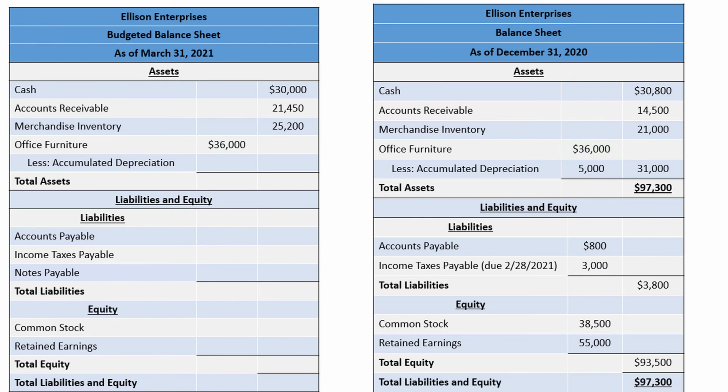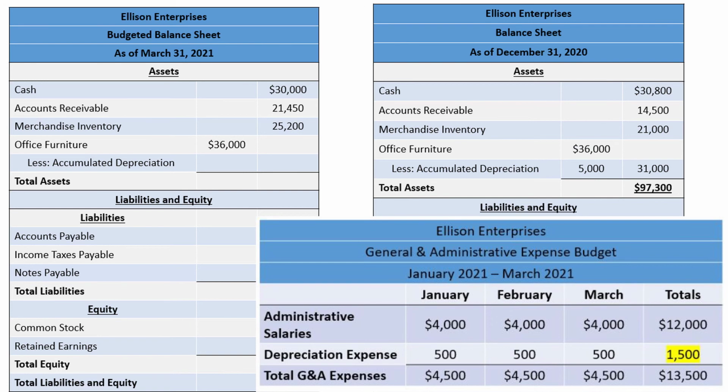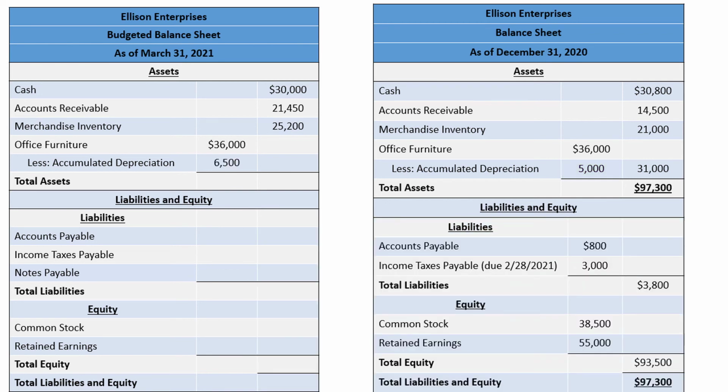There was an additional $1,500 of depreciation expense, which we can see from the general and administrative expense budget, so this gets added to the accumulated depreciation balance that we already had. $5,000 plus $1,500 equals $6,500. We can subtract the accumulated depreciation from the office furniture balance to get the book value of $29,500. Next, we can add up all of the assets to get the total assets, which come to $106,150. Now we can move on to the liabilities.